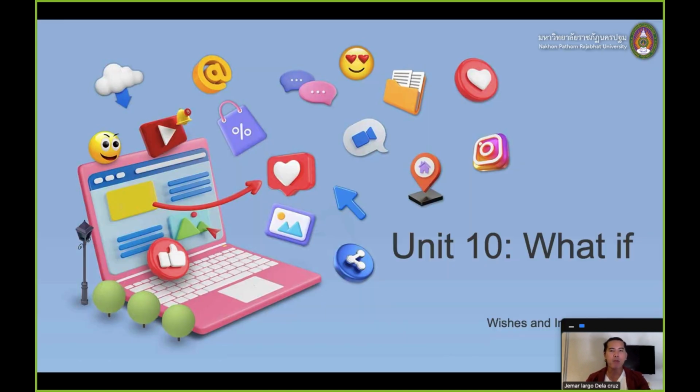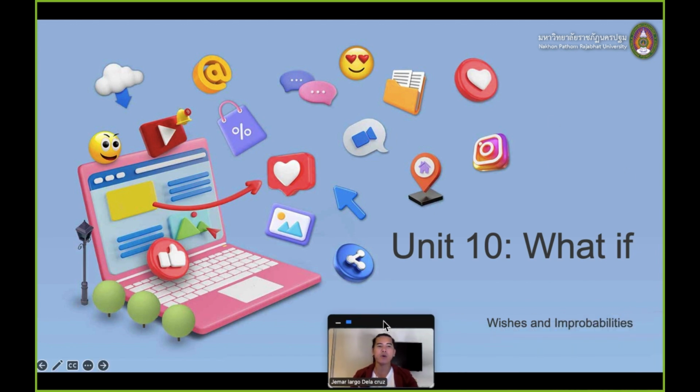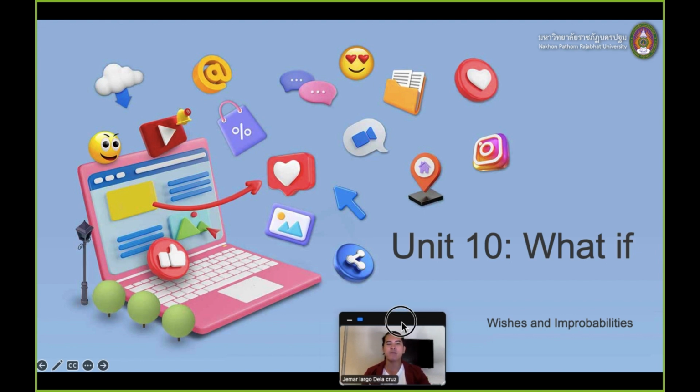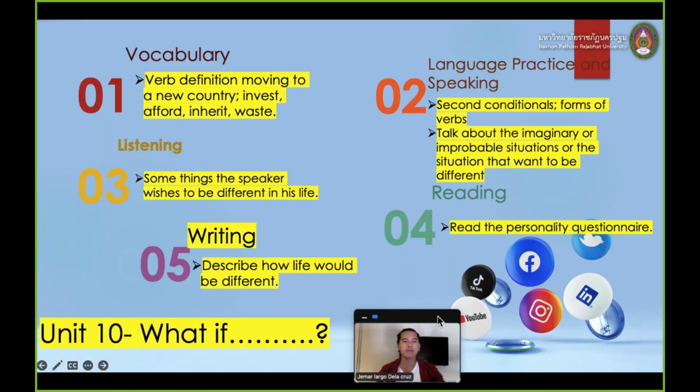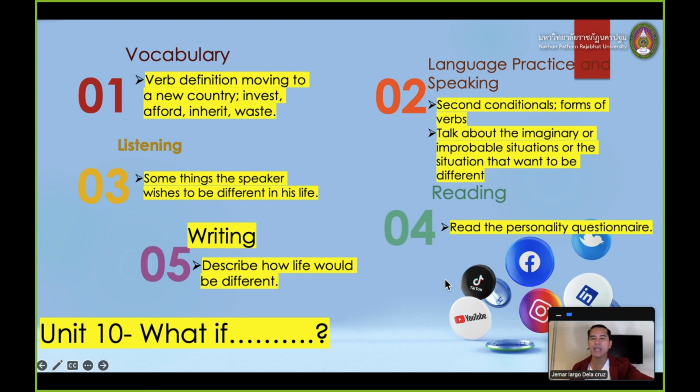So let's proceed now. As a start, the title of Unit 10 is What If? And this is all about wishes and improbabilities. So let's talk about this one today. Now, for vocabulary, you're going to learn verb definitions for moving to a new country: invest, afford, inherit, or waste. And for language practice and speaking, you're going to learn second conditional forms of the verbs.